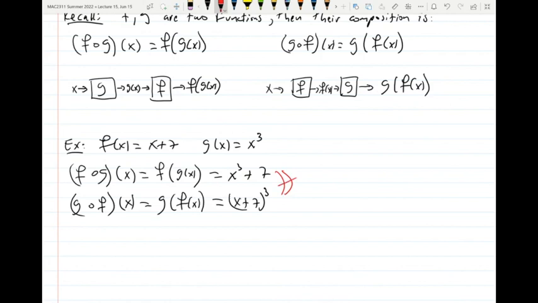In other words, the order in which you do composition matters. It matters who is outside and who is inside. Okay? So if I give you this function now, this is what it means to compose a function. Okay? So this is function composition.